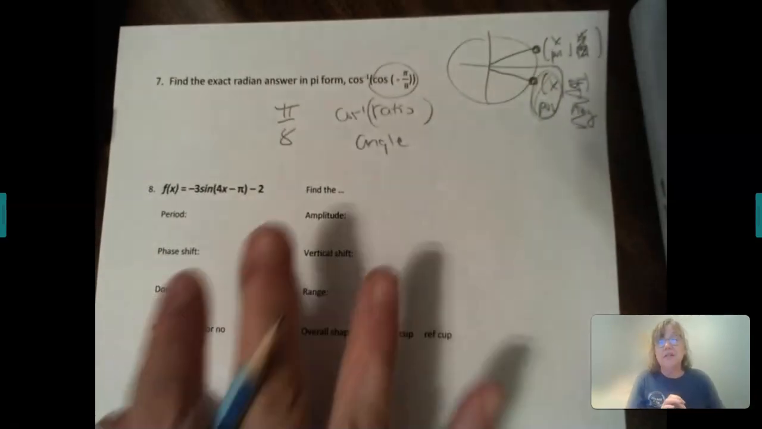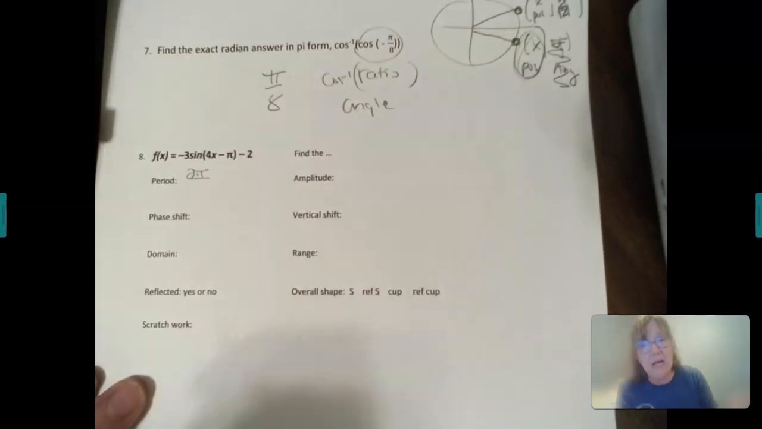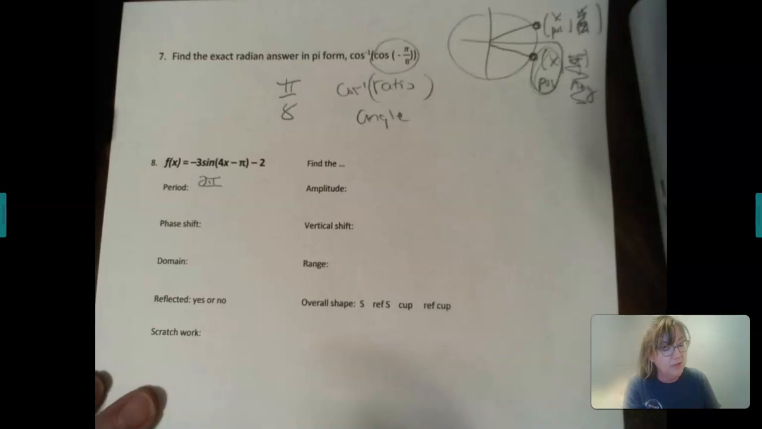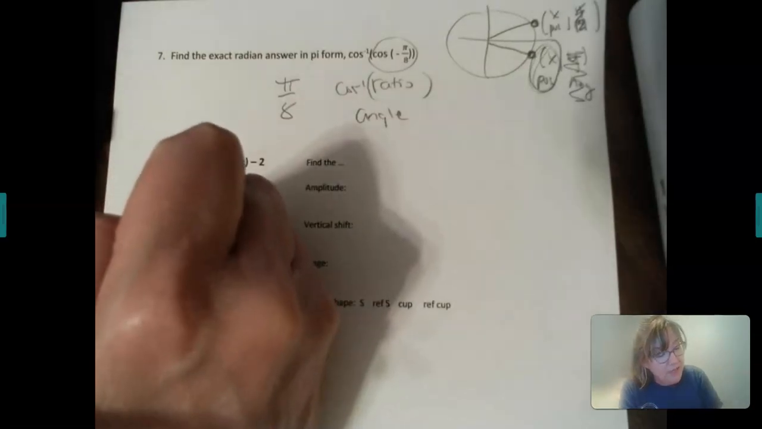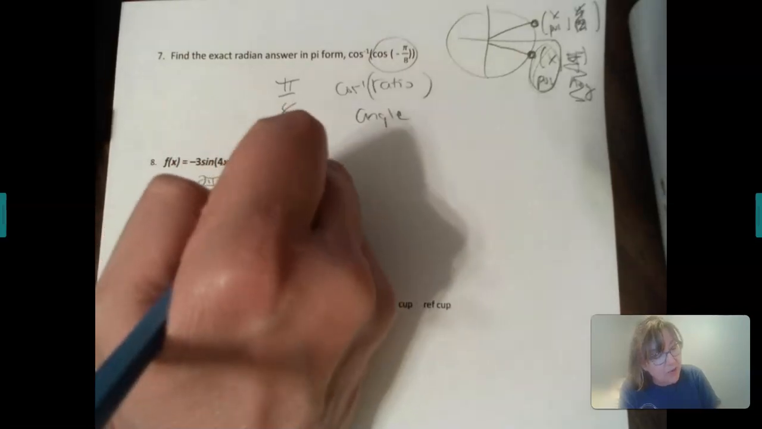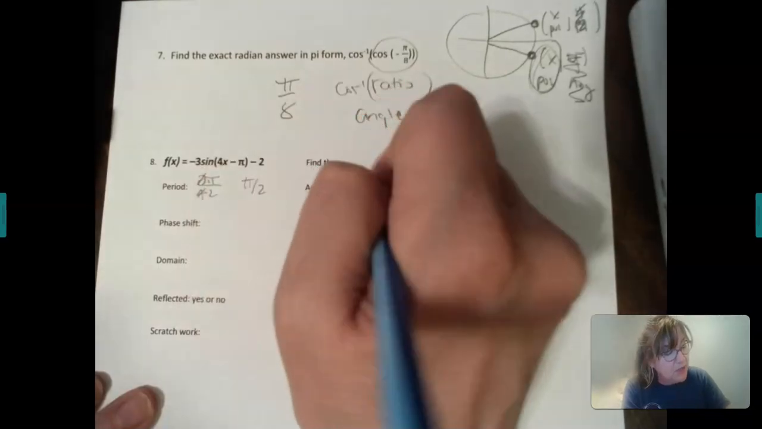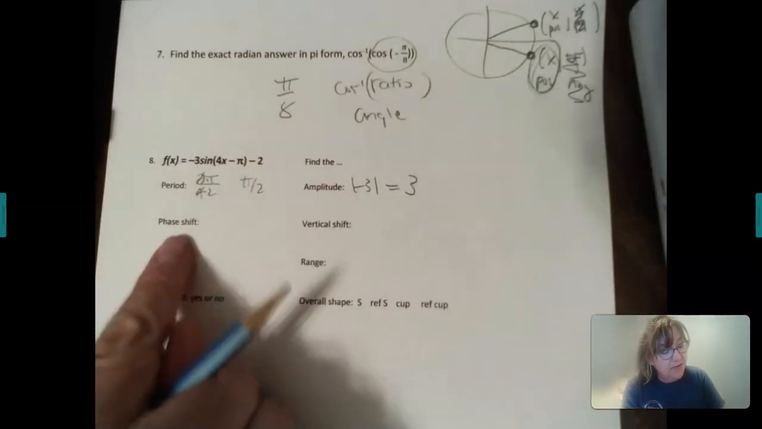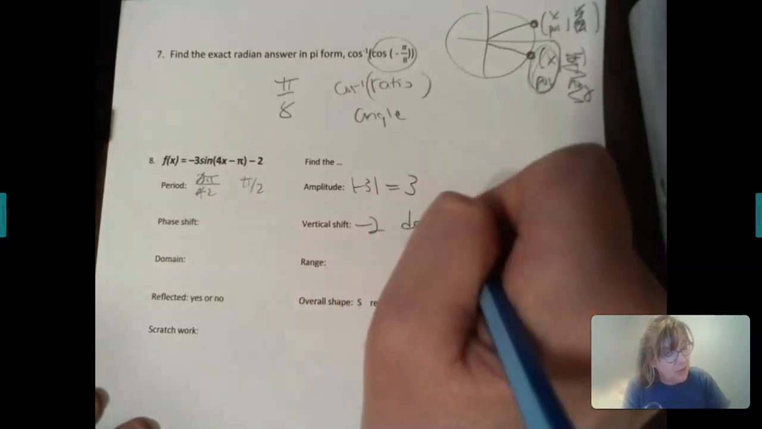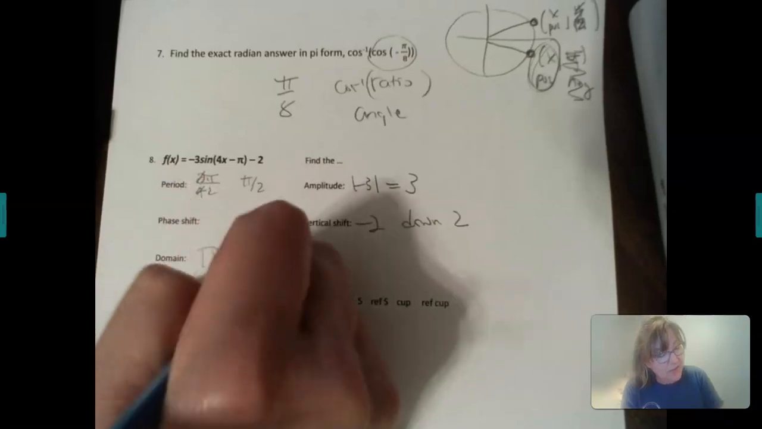All right, let's look at this guy. All right. Period is always 2 pi for sine and cosine. For tangent, it's pi. Okay, the period's a little different. 2 pi divided by the coefficient of x. So that's 4. So you get pi over 2 because 2 goes in there twice. Okay, amplitude is the absolute value. We don't do negatives, so that's 3. Phase shift will come back. Vertical is a -2, so we're going down 2. The domain is all reals, or you could do negative infinity to infinity.